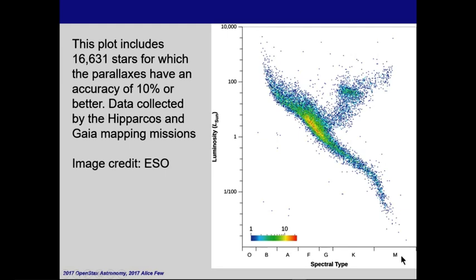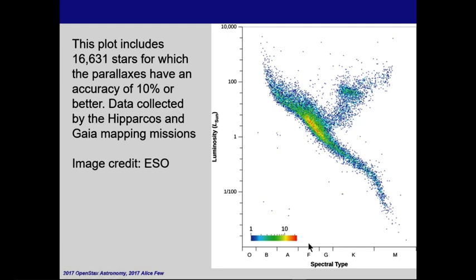And so then if you remember our spectrum, we have our cool M stars on this side and our hotter O stars here, and then luminosity increases as you go up the scale. So the plot here is showing this main sequence of stars and then this branching off into our giants and our supergiant stars. So these all have measurements that have an accuracy of 10% or better.